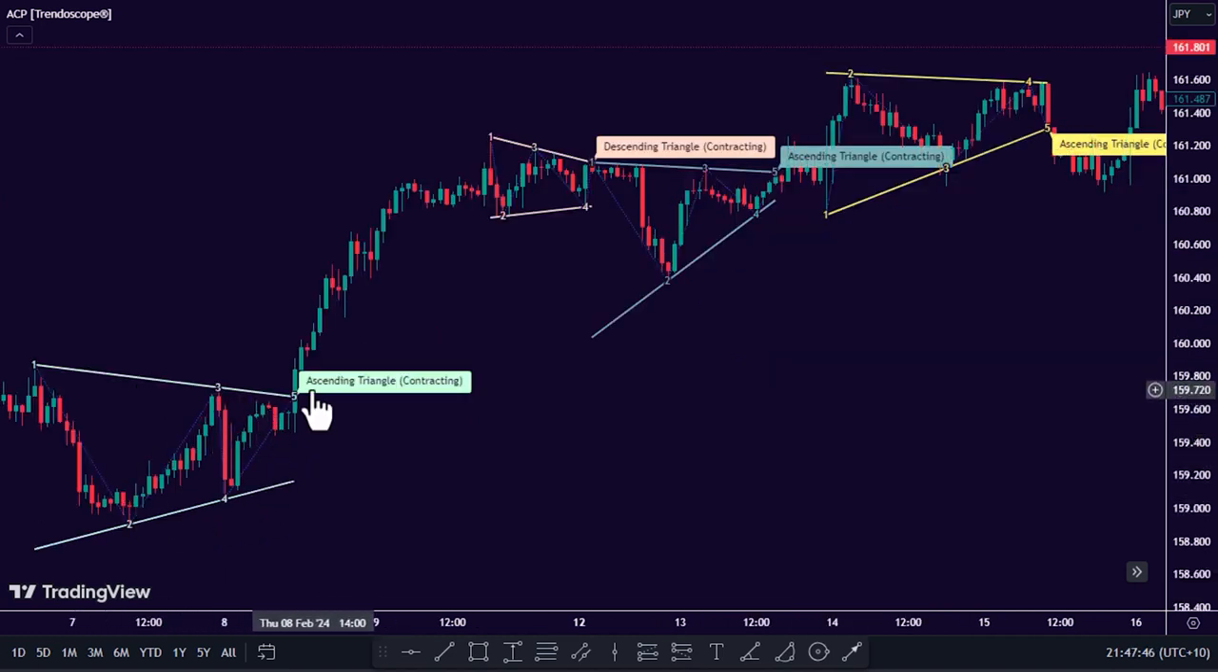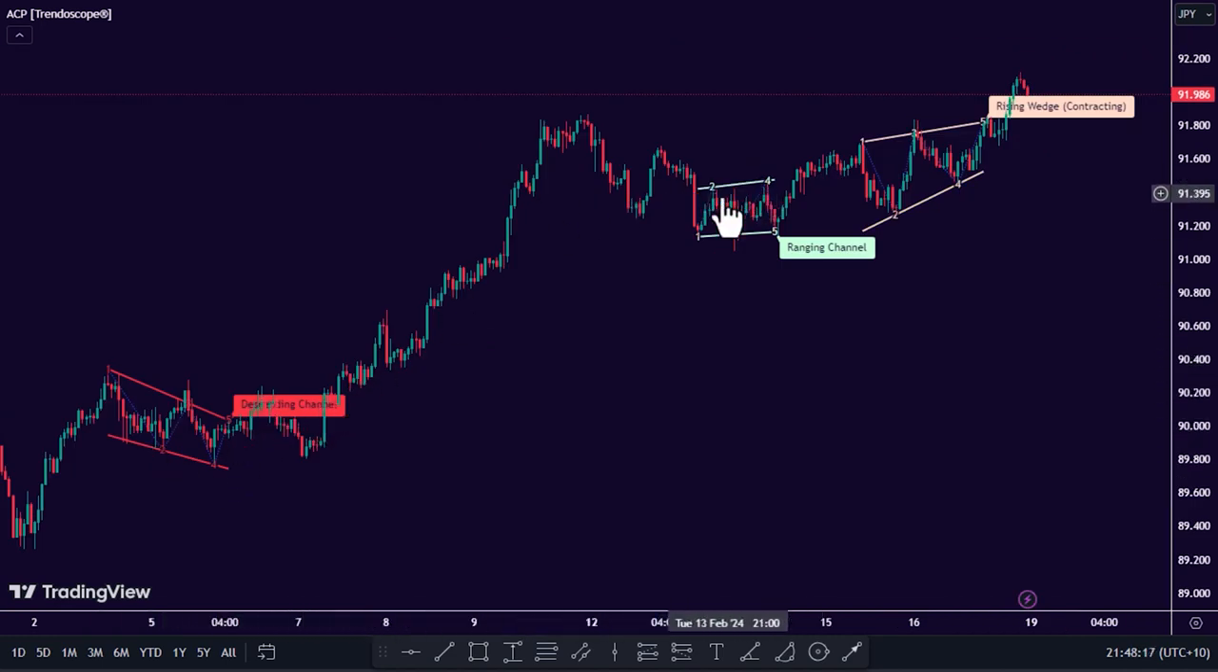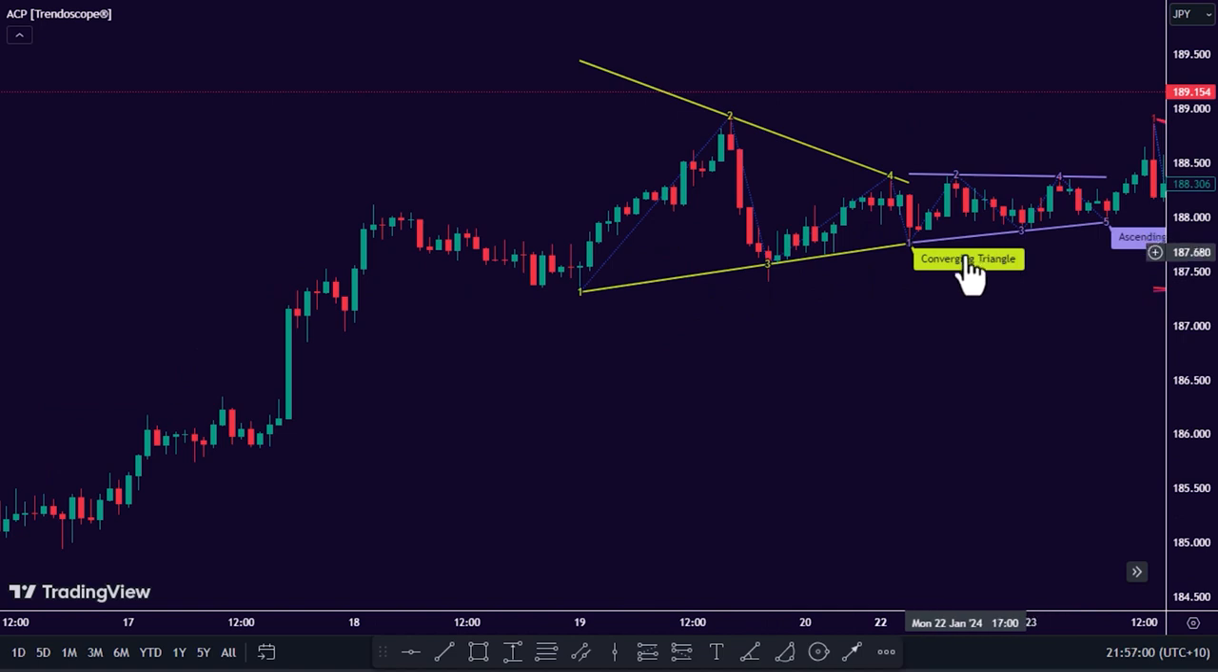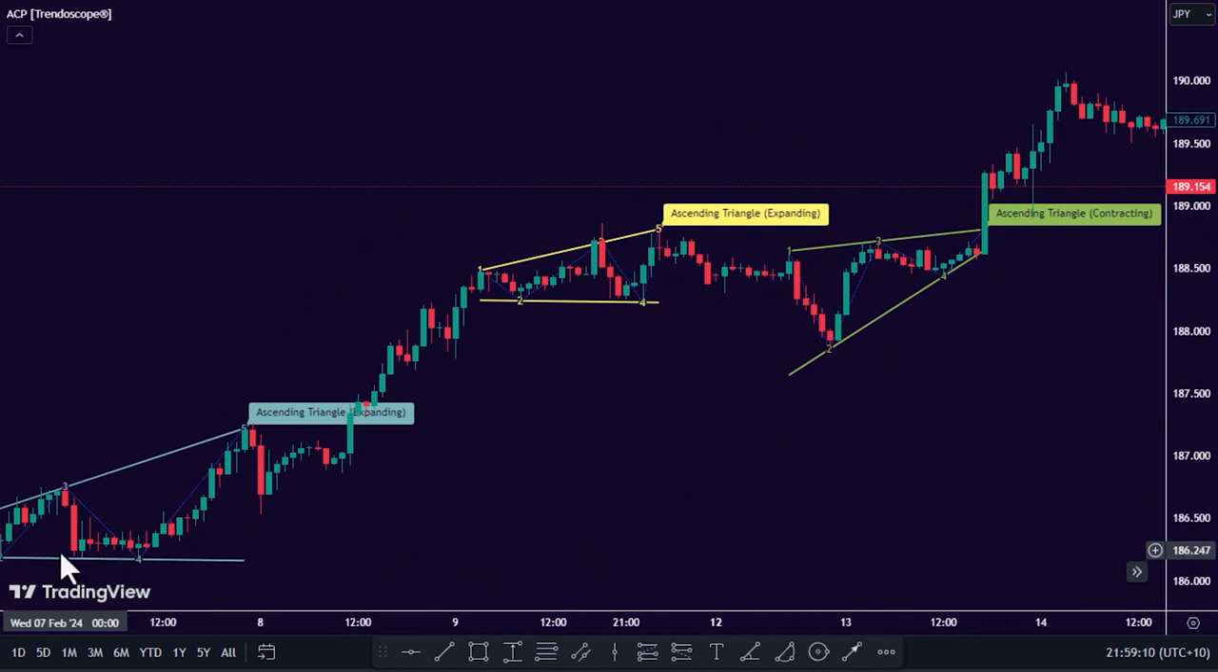Examples of these bullish chart patterns are ascending uptrend channel, ranging channel, rising wedge expanding, rising ascending triangle expanding, rising ascending triangle contracting, converging triangle. In an uptrend, whenever the price tests the lower band of these listed patterns, traders watch out for possible bullish entry. Likewise, whenever the price breaks up above the upper band of these listed patterns, traders watch out for possible bullish entry.